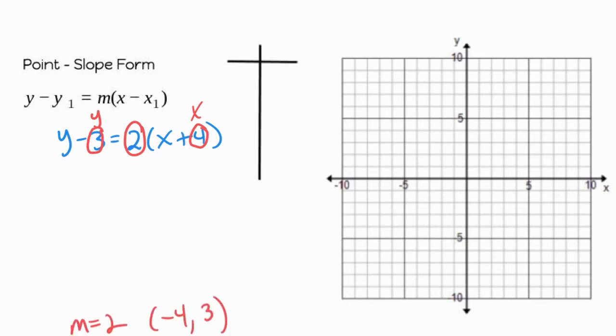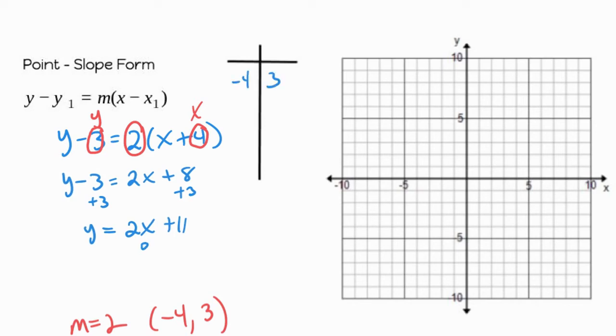Now we can go ahead and simplify this equation and find other points as well. So we have y minus 3 equals 2 times x plus 4. If we were to simplify that, we would distribute, making this 2x plus 8. We would then add the 3, making this y equals 2x plus 11. From there, we can plug in numbers. So we already know that one of the ordered pairs is negative 4, 3. We can plug in 0 for x, and we know that another one is 11.